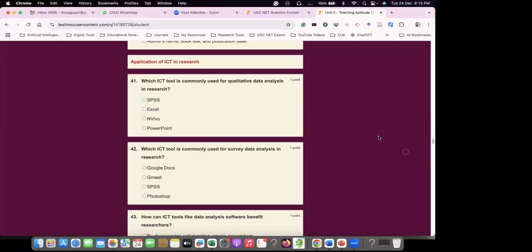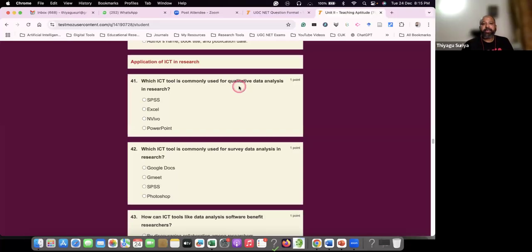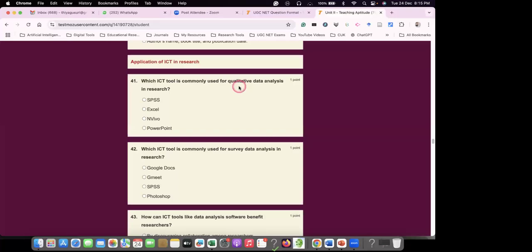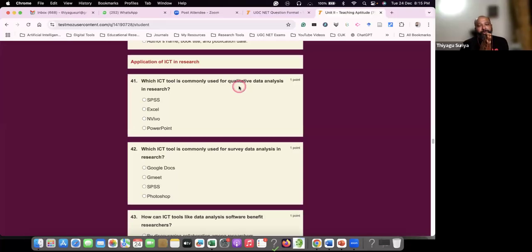Qualitative. Please kindly check these terms, qualitative. I request the participants not to rush to find the answer very fast.